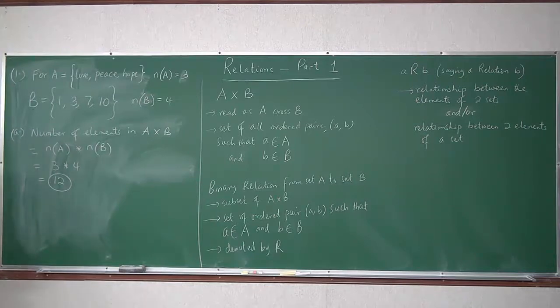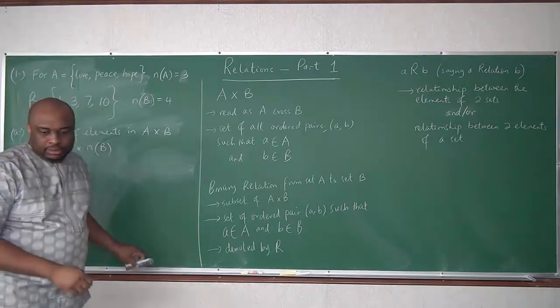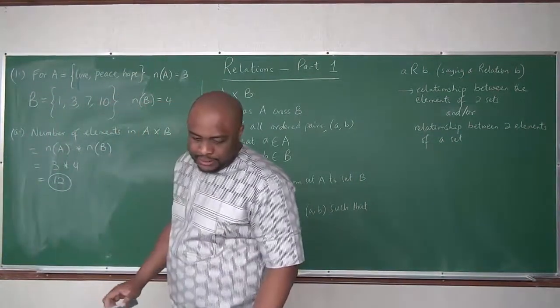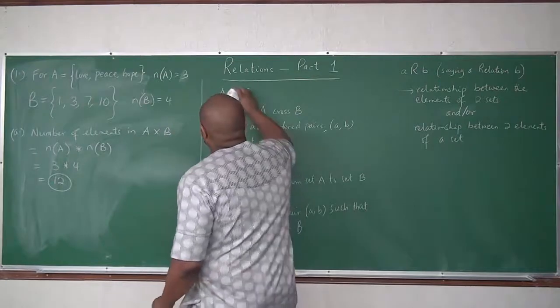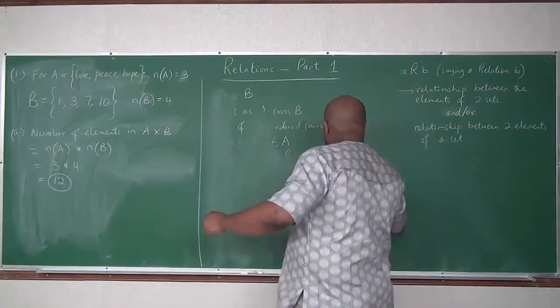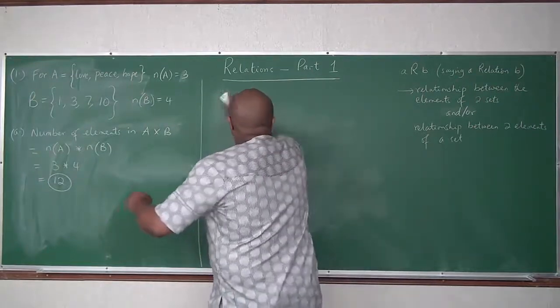Now the next question, question B, is: list the elements of A cross B.